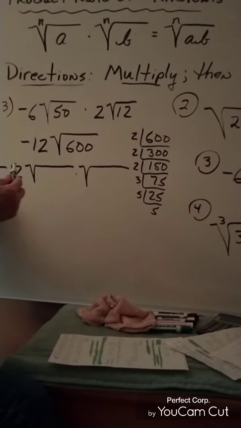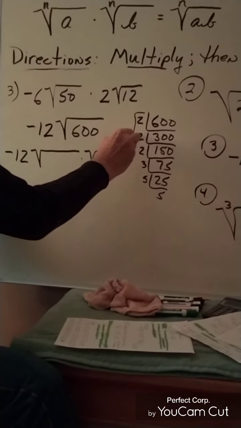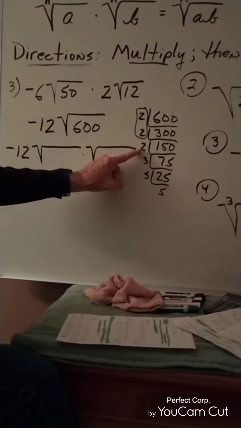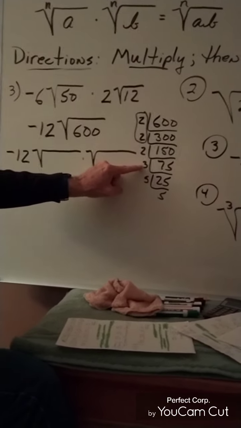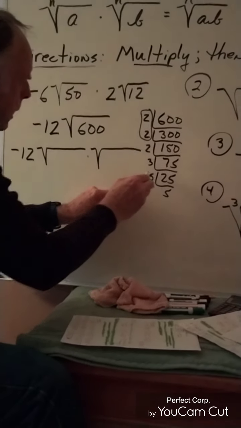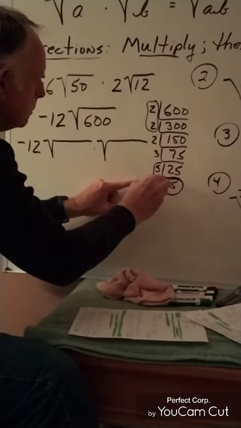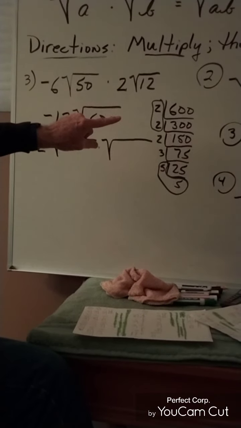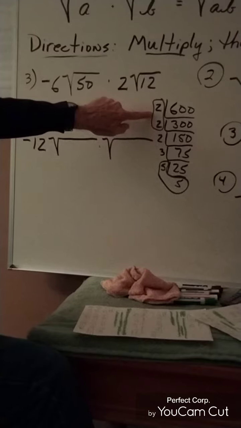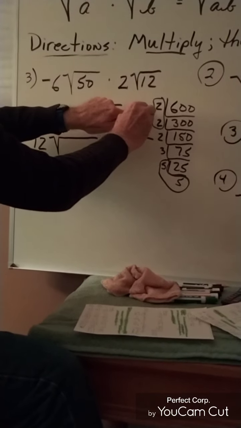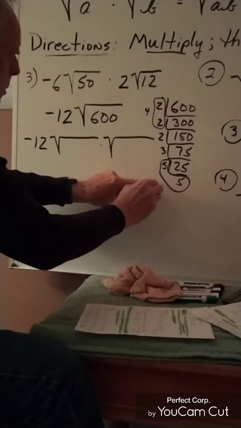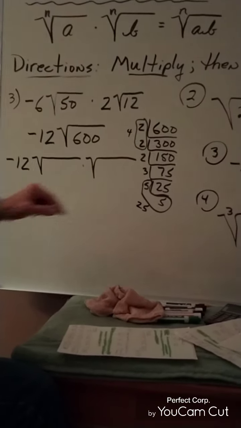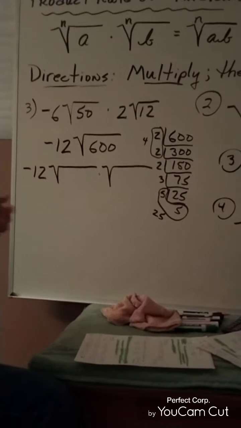Let's look at 2 of a kind. There's 1. No, not enough. No, not enough. Yes, enough. Now, you can do this. That's 4. That's 25. 4 times 25 is 100.